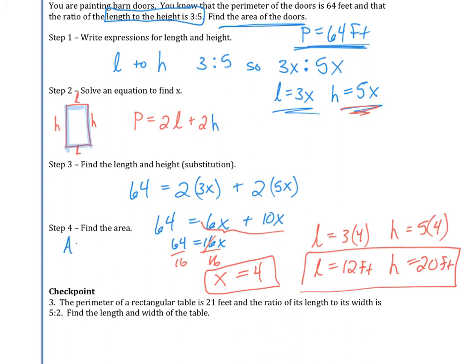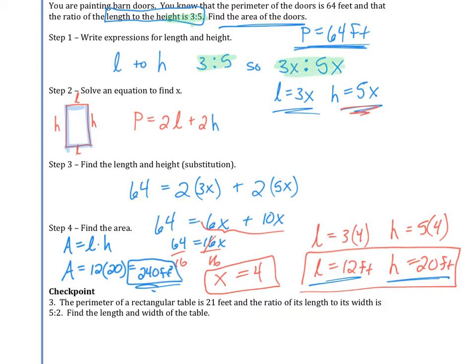So another equation is area equals length times height. So the area is 12 times 20. And 12 times 20 is 240 feet squared. So we found the length, the height, and the area. And I just want to point out this all started with using the ratio of 3 to 5. And 3 to 5 we wrote as 3x to 5x. And that's how we were able to write the equations out and solve for x.